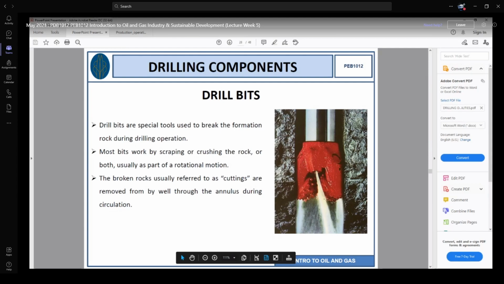You can see the drill bit is the heart of the drilling process. If it's damaged, the drilling is gone. So there is no ROP. No ROP means more time. More time means more cost. More cost means everything is gone.